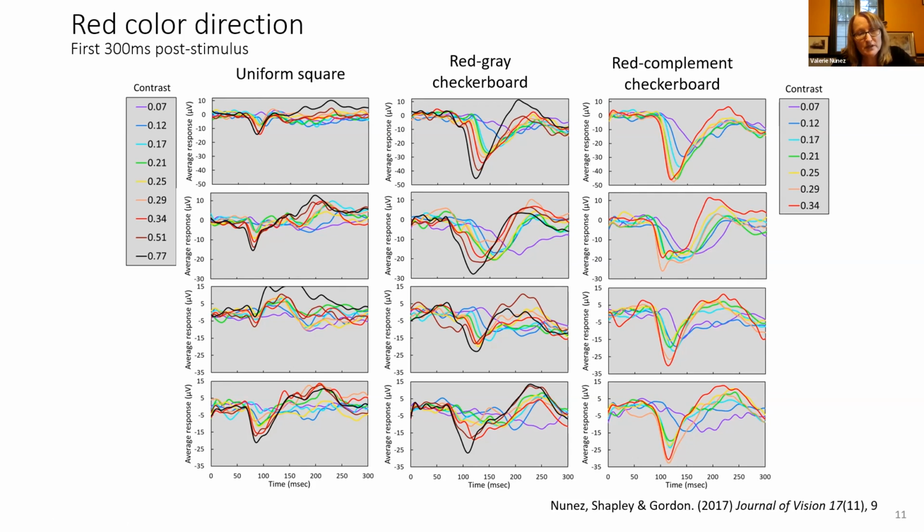This suggests the possibility of 2 chromatic mechanisms with differing dynamic properties. We then questioned whether these 2 chromatic mechanisms would be present in both the parvocellular and koniocellular pathways, or perhaps just one. Here I'll focus on the uniform square and color complement checkerboard to isolate these mechanisms and add data for the cardinal color directions.